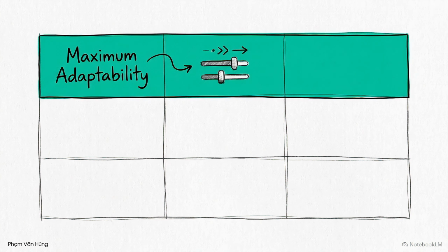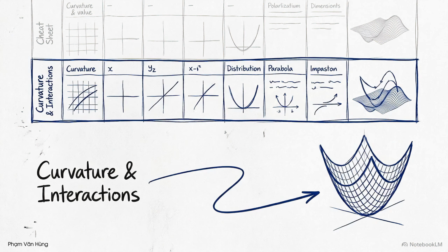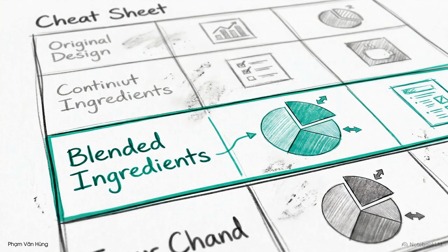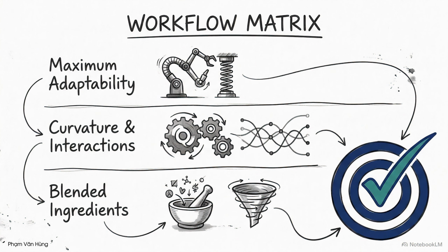For flexibility, use custom design. For nonlinear effects, use definitive screening. For formulations, use mixture. By matching the platform to the physical constraints of the experiment, you ensure the design is optimized for the task.